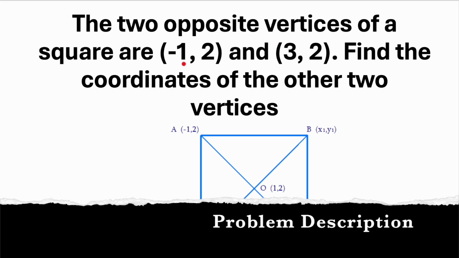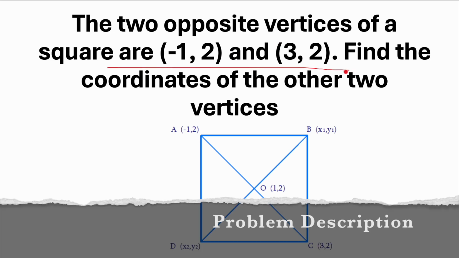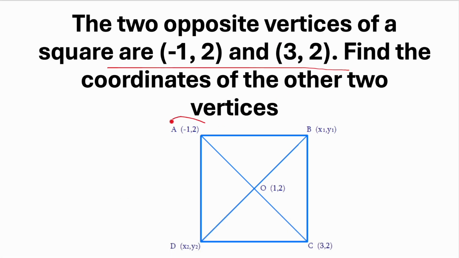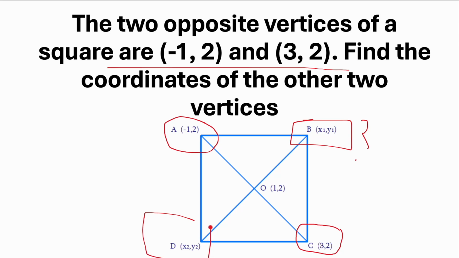Two opposite vertices of a square are given and we have to find the other two vertices. So A is given -1, 2 and C is given 3, 2, and the question is to find the other two vertices of the square, so this and the other one here. What are these vertices? That is what we have to identify.